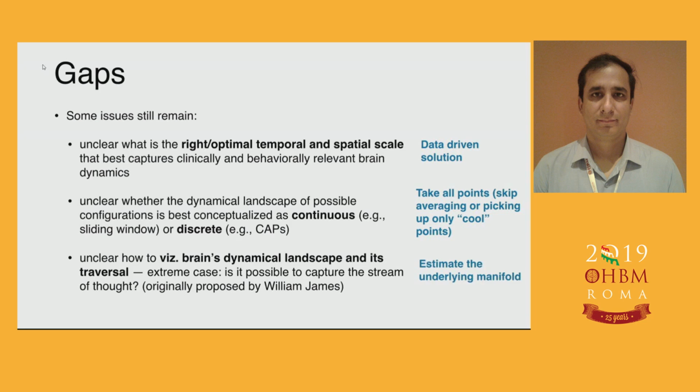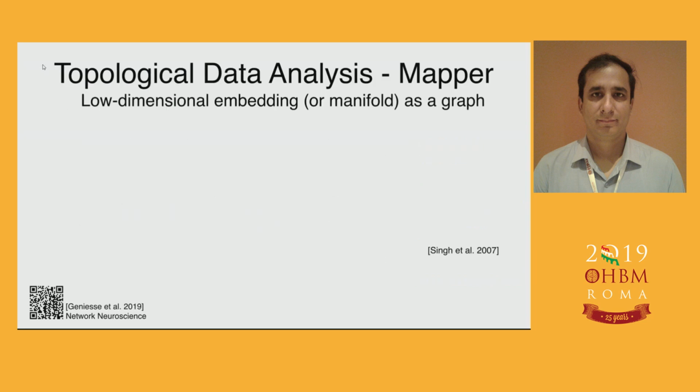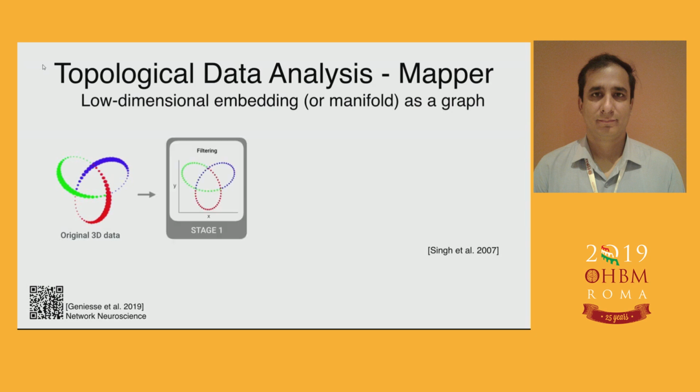So we basically need some kind of data-driven solution, and perhaps it might be better to take all the points rather than averaging or picking only certain points, and maybe estimating the underlying manifold would be an interesting way to at least see what's happening there. So to do that, we use topological data analysis, specifically something called Mapper, which is essentially a fancy way of saying that we are estimating a low-dimensional embedding or manifold as a graph, and this is how we do it.